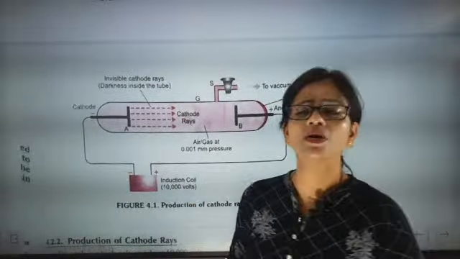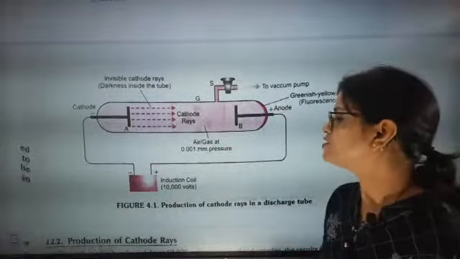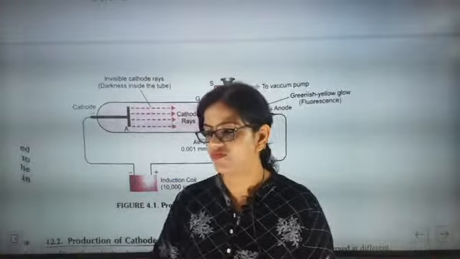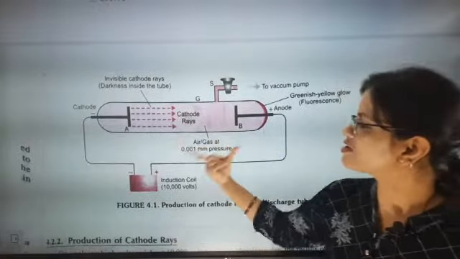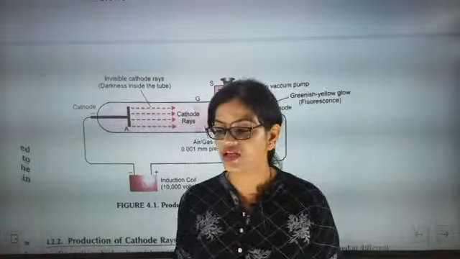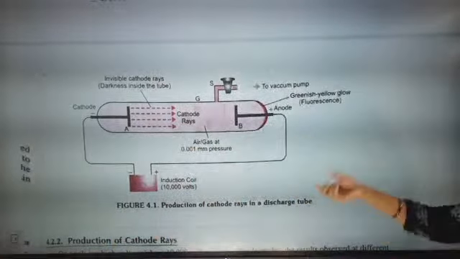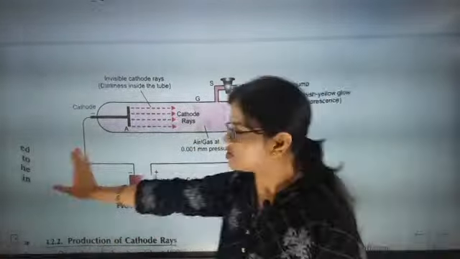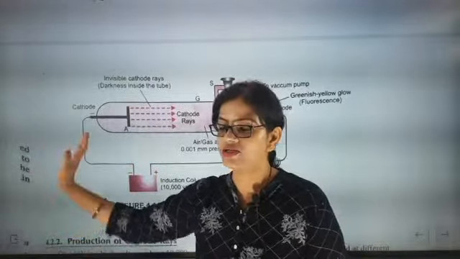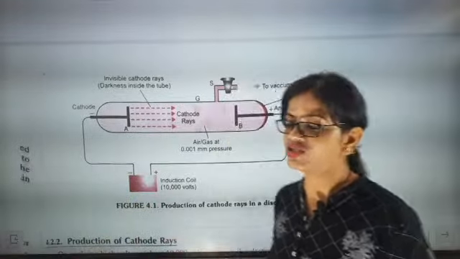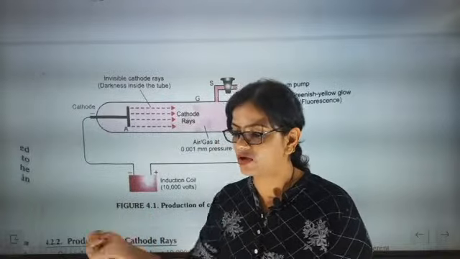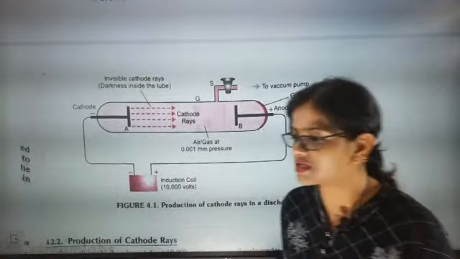When we reduce the pressure to 0.001 mm of mercury, what specific thing have we seen there? When J.J. Thomson was doing this experiment and reduced the pressure to 0.001 mm of Hg, what did he discover at that time? Come on, quickly tell the answer.